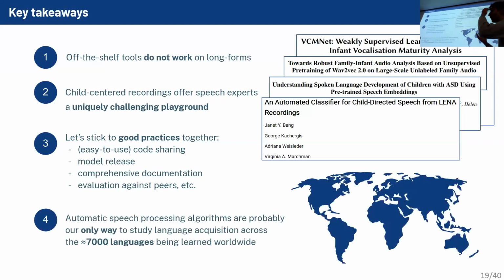So to conclude, one goal of language acquisition might be to study language acquisition in the 7,000 languages that are being learned worldwide by children. Personally, I think that the only way we can do that is to use algorithms. We cannot possibly collect and annotate data for the 7,000 languages. And I think we need algorithms to scale our analysis to many different settings, to many different languages. Although algorithms won't replace manual annotation, they can really accelerate our analysis.